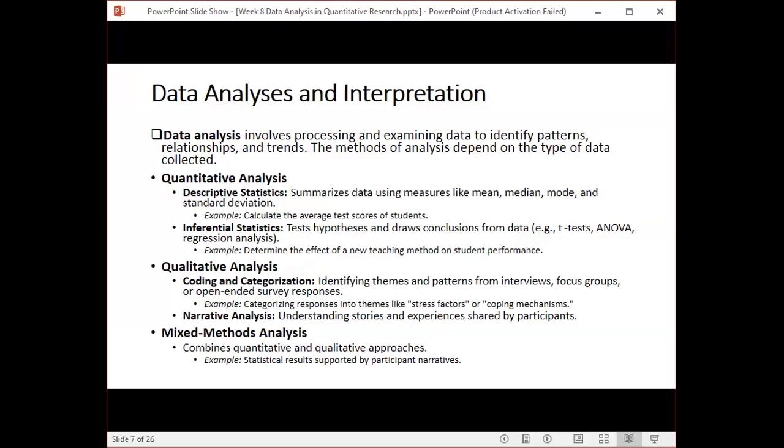Then we have the mixed methods. You're combining the quantitative and the qualitative approaches to do the analysis. Okay. And so what the numbers give you in terms of quantitative, you use the qualitative to support it. And that becomes a mixed method, which can also be equally used.